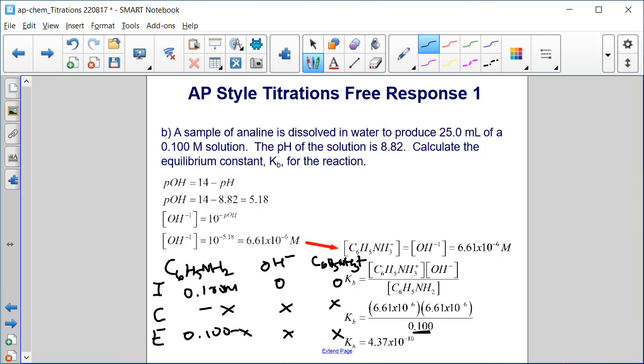So you can see these two concentrations are the same. We call them X, or in this case we calculated it, 6.61 times 10 to the minus 6. And then divide by 0.1, because remember this change is really small. It's negligible compared to the original concentration, so we can ignore it when calculating our Kb. So we get 4.37 times 10 to the minus 10 as our Kb value.